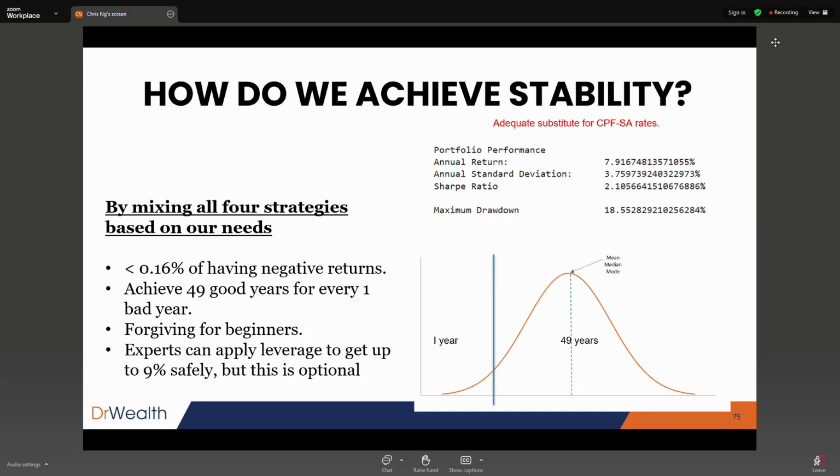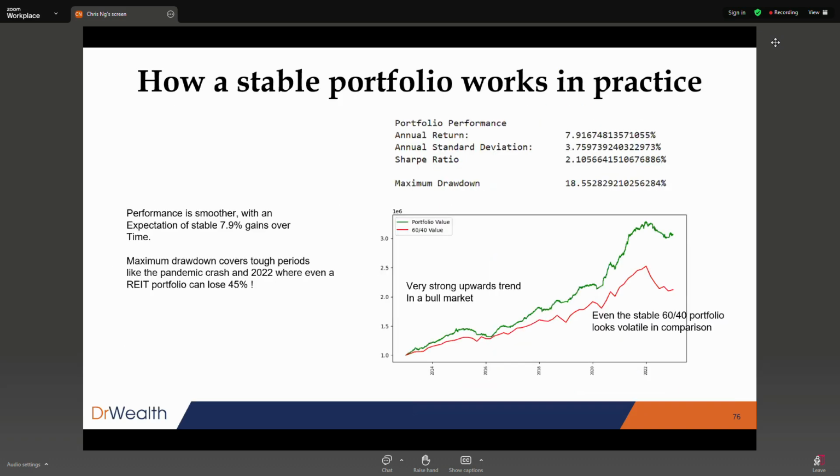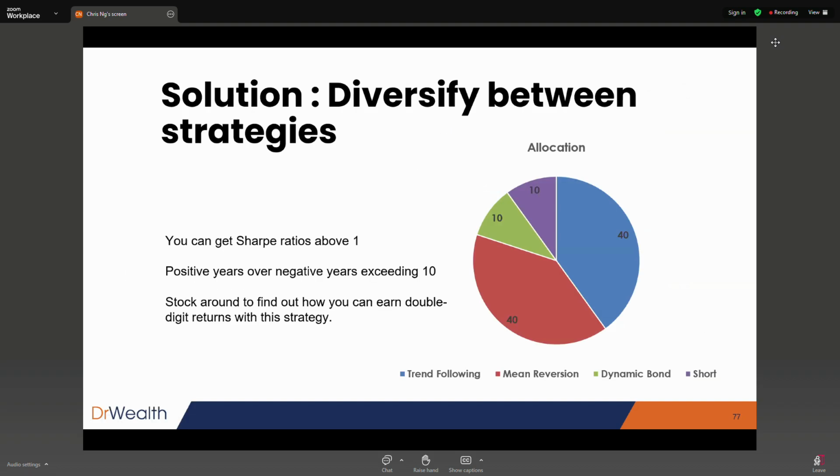So this is how we can achieve stability. And over time, this is how the portfolio looks compared to its benchmark, which is a 60-40 portfolio. The line in green has the ability to move up and produce much better returns over time. So what is the solution to the all-weather investment portfolio?